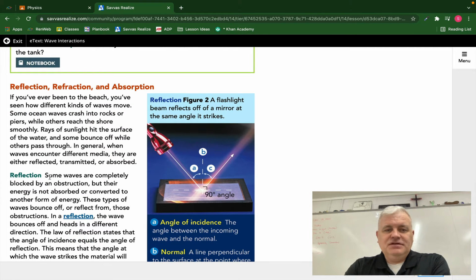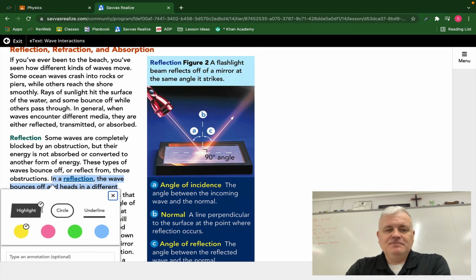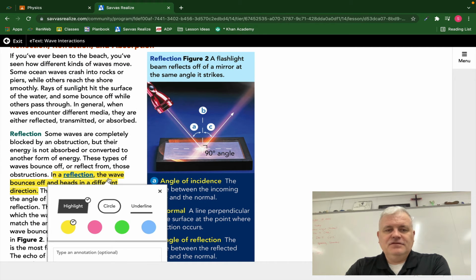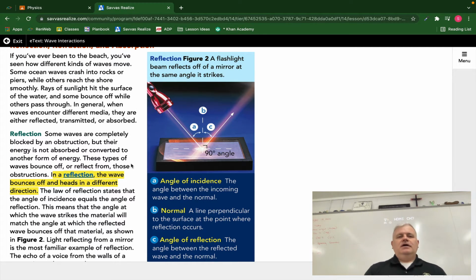So reflection, as you might remember from 8th grade, is a wave that bounces off and heads in a different direction. So it bounces off of something and heads in a different direction. So I'm going to highlight that in yellow. Reflection typically has 3 properties. So reflection is when a wave bounces off of something and heads in a different direction. It doesn't have to be opposite. Sometimes it is, but it doesn't have to be.